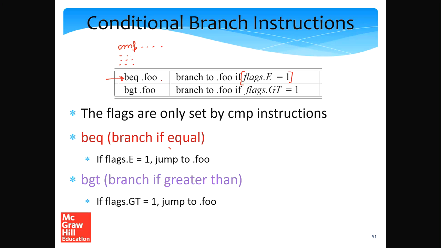The same is true with the BGT instruction, which takes a look at flags.GT, and if flags.GT had been set to 1 by the last compare instruction, the BGT instruction would jump or branch to .foo, essentially the statement which is there at the .foo label. And these flags, mind you, are only set by compare instructions. And who are they meant for? They are meant for later branch instructions like BEQ and BGT to take a look at them and jump.